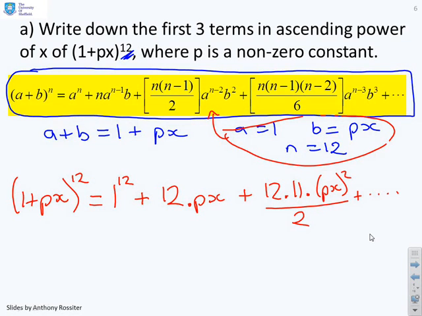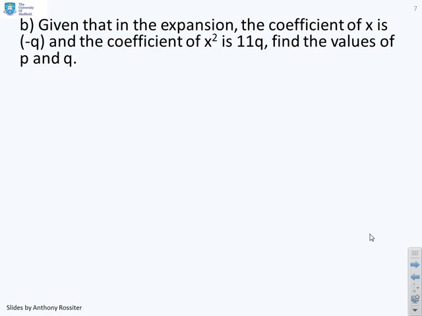And there are more terms, but you'll notice I've only been asked for the first three terms, so I'm going to stop there. Now I can, of course, multiply this out, so I've got 1 plus 12px plus 66p squared x squared. So there's part A done, and hopefully you'll accept that by writing down the formula first, it becomes relatively straightforward. Okay, next part.